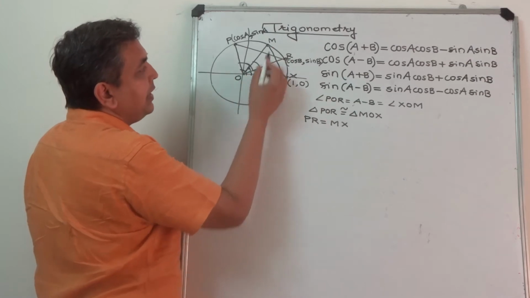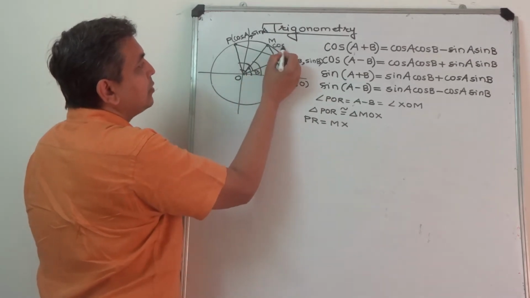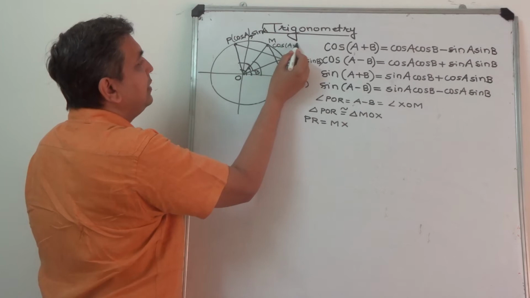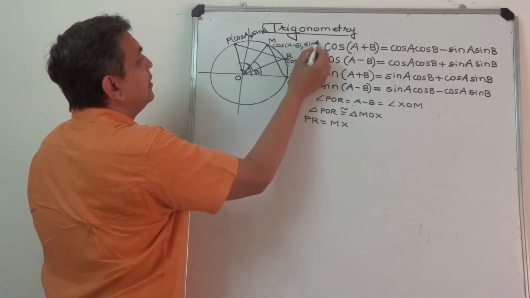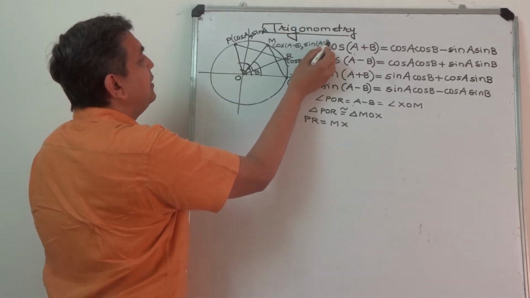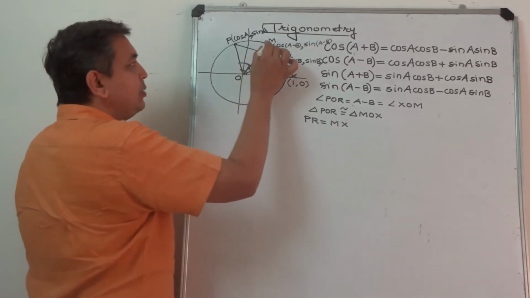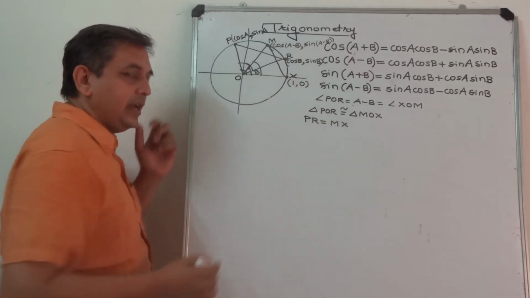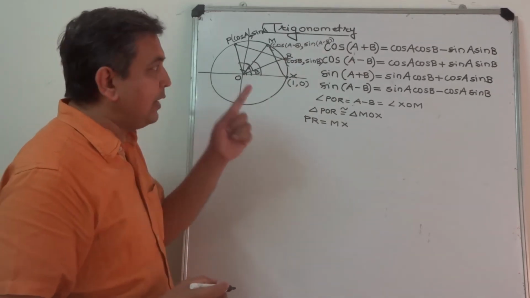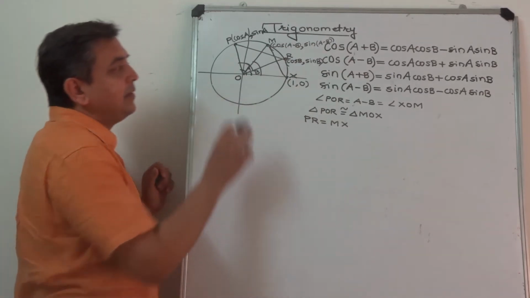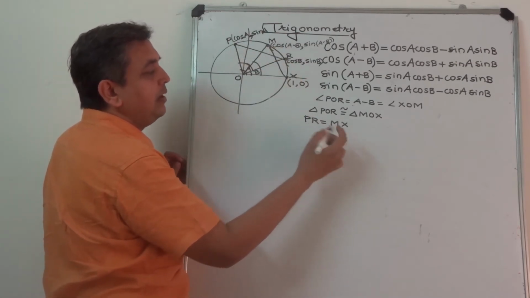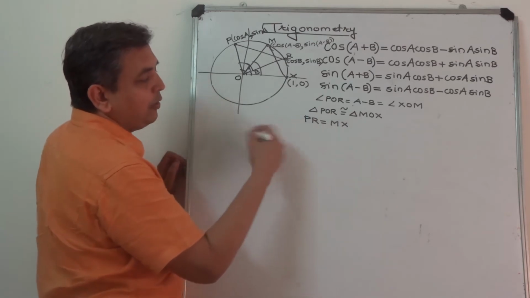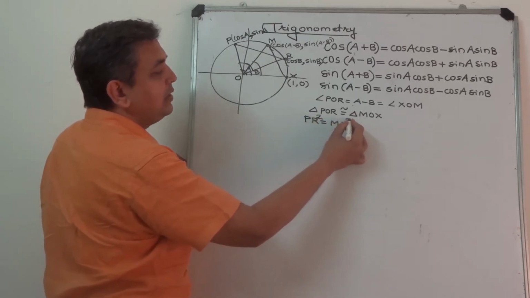This makes angle A minus B. So is it cos of A minus B, sin of A minus B? I hope all of you have understood how to write the coordinates. X coordinate is cos theta, y coordinate is sin theta. Now if we know the coordinates of the points, we can use the distance formula. To avoid the square roots, we square these two sides.